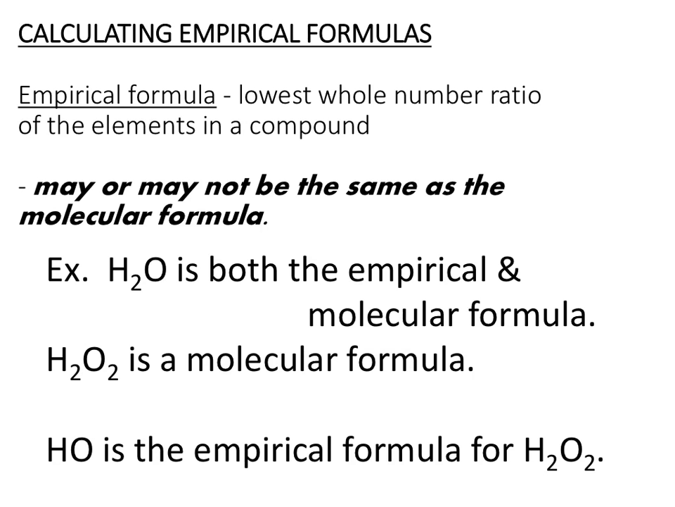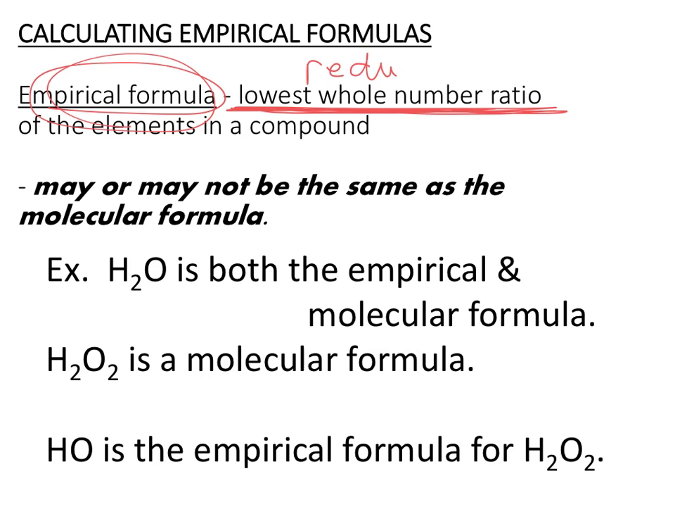It's kind of cool. So the empirical formula means the lowest whole number ratio for the elements in a compound. We call this the reduced version, so you may want to underline and add the word reduced. Then it says this may or may not be the same as the molecular formula. Sometimes the empirical and the molecular formula are the same. Sometimes they're different. We refer to the molecular formula as the inflated version.